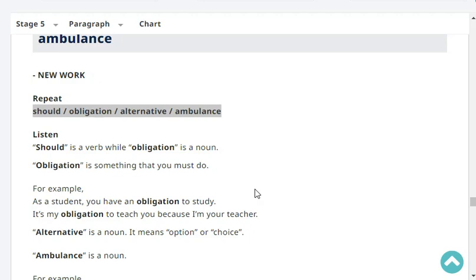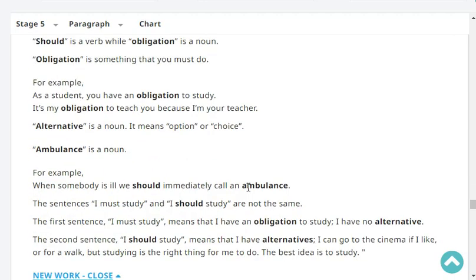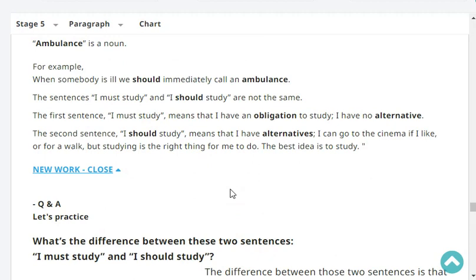Okay, listen. The word should is a verb, while obligation is a noun. Obligation is something that you must do. For example, as a student, you have an obligation to study. It's my obligation to teach because I'm the teacher. Alternative is a noun. It means option or choice. Ambulance is a noun. For example, when somebody is ill, we should immediately call an ambulance. The sentence I must study and I should study are not the same.